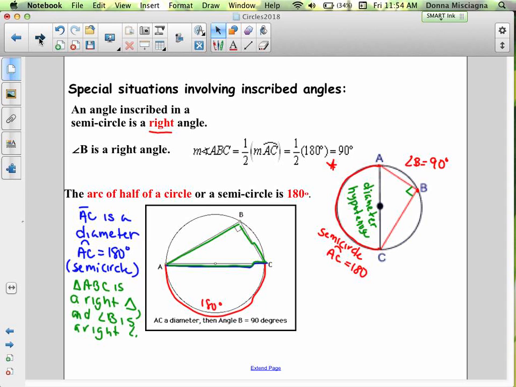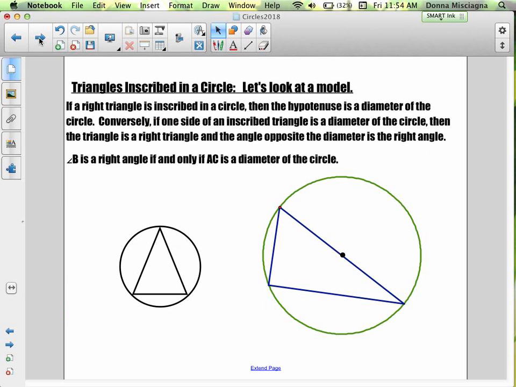You can also think of it this way here, as soon as the page turns. So triangles inscribed in a circle. If a right triangle is inscribed in a circle, then the hypotenuse is the diameter of the circle. Conversely, if one side of an inscribed triangle is the diameter of a circle, then the triangle is a right triangle and the angle opposite the diameter is the right angle. So angle B is a right angle if and only if AC is a diameter of the circle. Right, so here, let's call this triangle ABC.